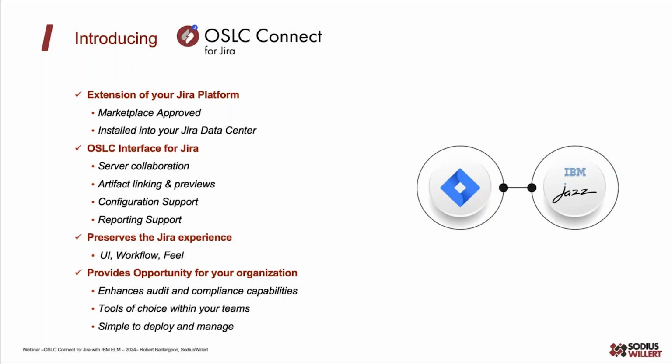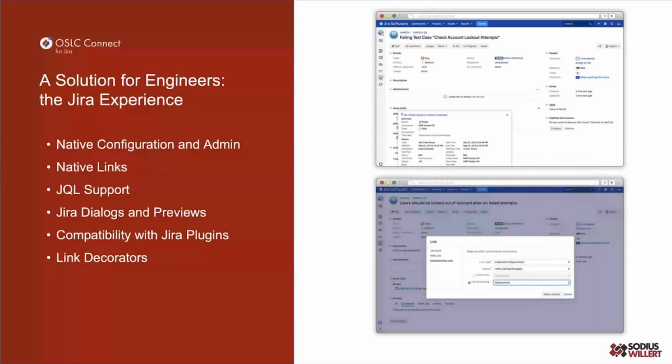Now, what are we doing with that plugin? We're making sure that it allows server-to-server communication. It allows us to link between artifacts. It allows us to have some capabilities for reporting support. All the things that we'd like to see to be able to support a complete OSLC interface. As well as what we're trying to do is keep that Jira experience. So we want to have our Jira users feel comfortable being able to access that IBM ELM data and provide simple ways to manage this. So that's our goal, and we should be able to see that as we demo that. You'll see this as we utilize the tools themselves.